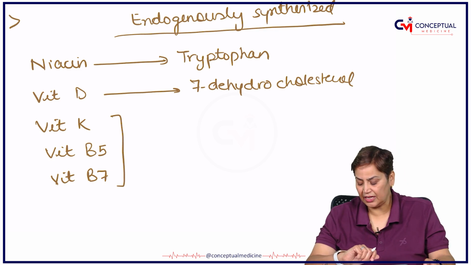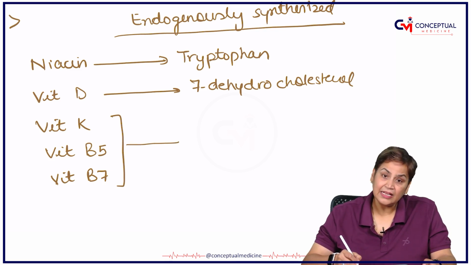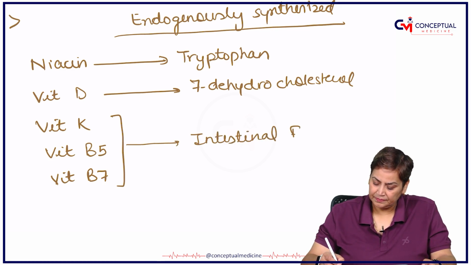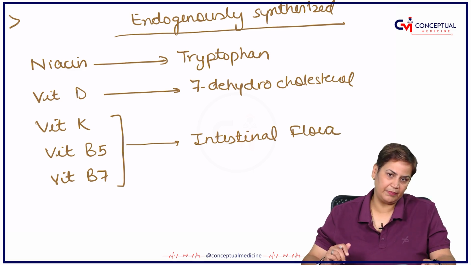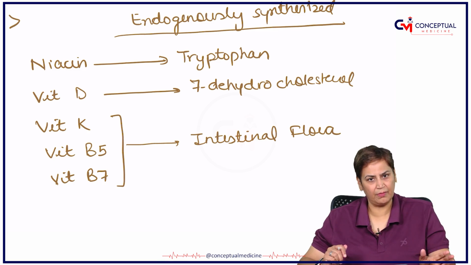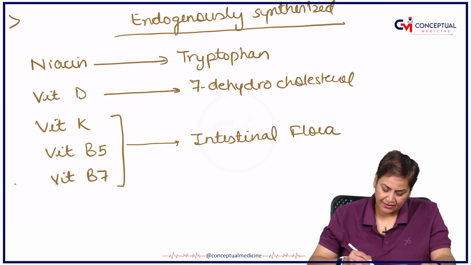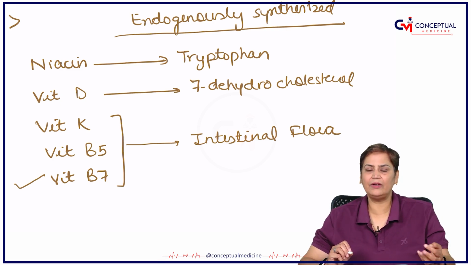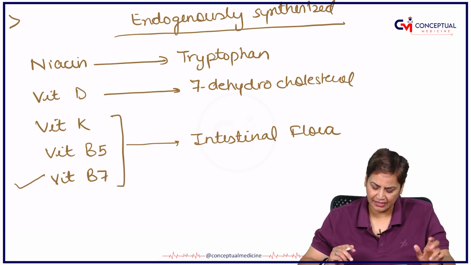These are the three important vitamins which are synthesized by the intestinal flora or the gut bacteria. Okay, so this is very important, which you have to remember. So, vitamin B7 is one of them. B5 is pantothenic acid, which is related to the metabolism of fatty acids.